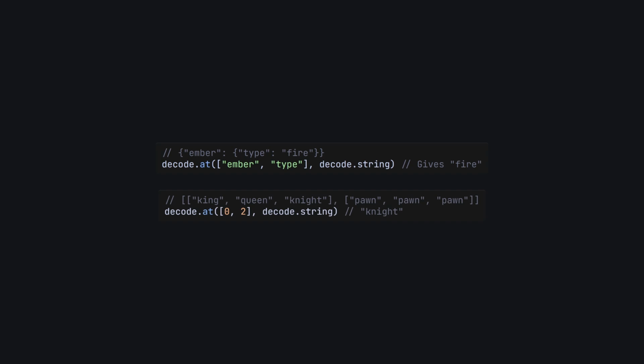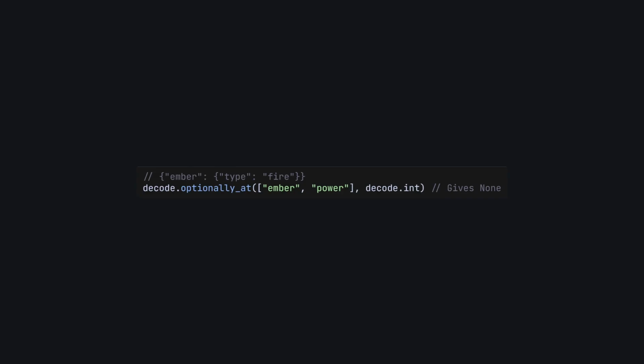For example, you could use two strings to get a value from a nested JSON object, or you could use two ints to get a value from a nested JSON array. You can't, however, mix and match, as Gleam lists can only contain one type. If there's a possibility that a value won't exist at a given path, you can use decode.optionally_at, which will wrap the decoded value in an option, returning none if the path wasn't present. So far, everything we've talked about has allowed us to create decoders for types that already exist.